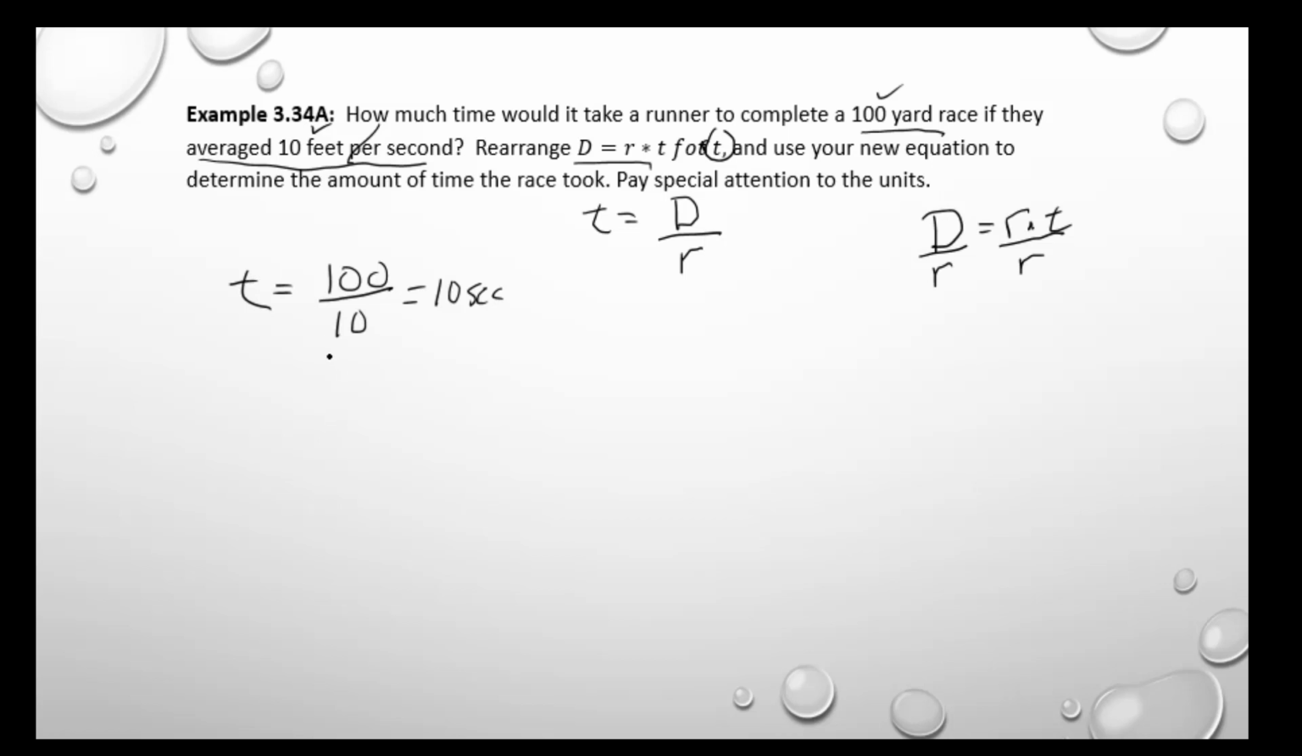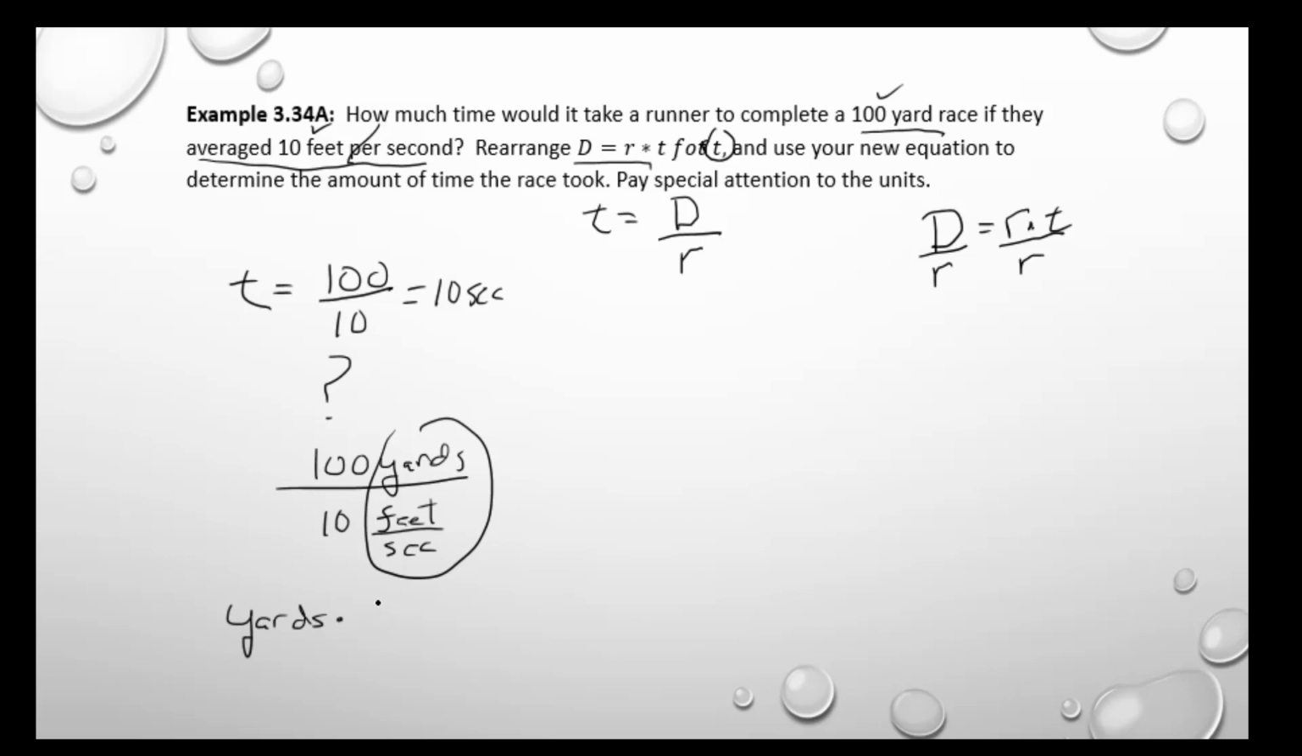Right? Is that correct? The answer is no. And that's not even going to make any sense if I look at the units. So I got 100 yards divided by 10 feet per second. Now I'm just going to look at the units. Yards divided by feet per second is the same thing as yards times seconds per foot.